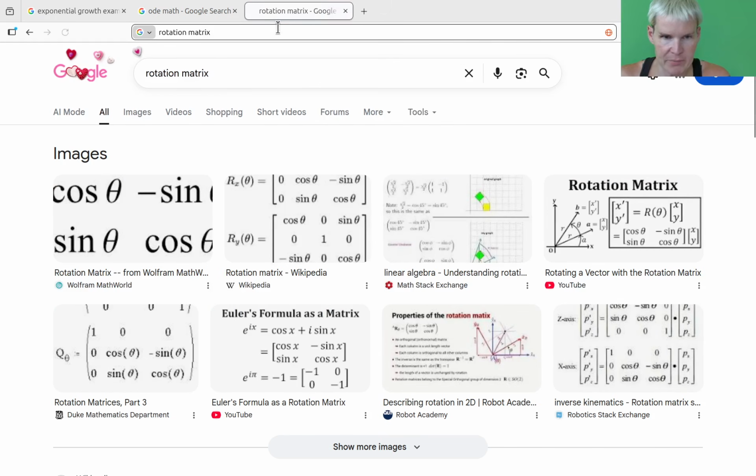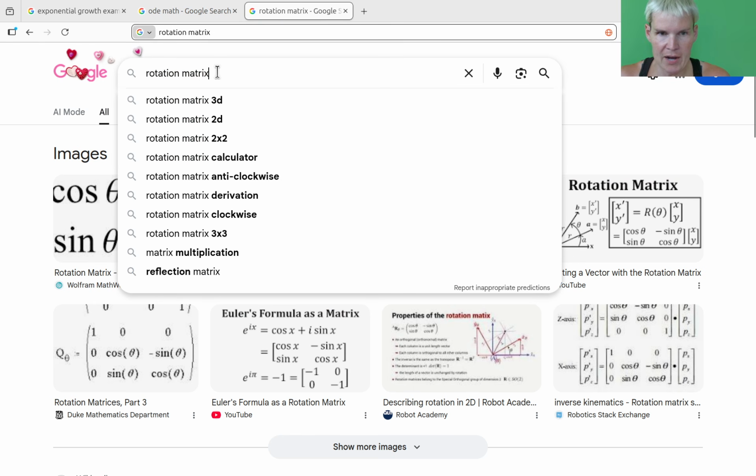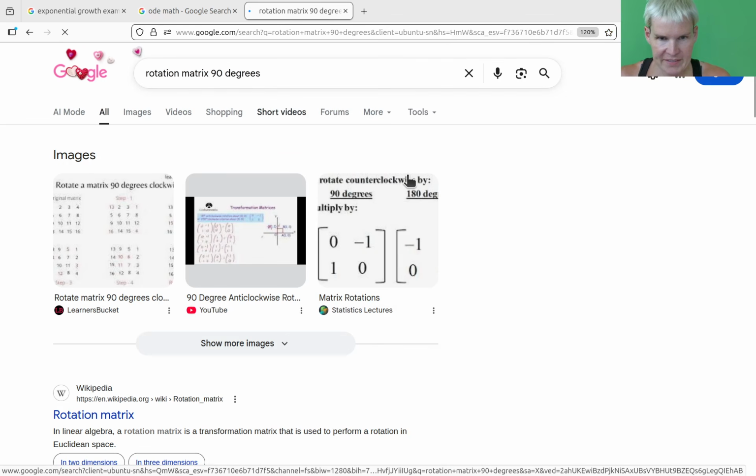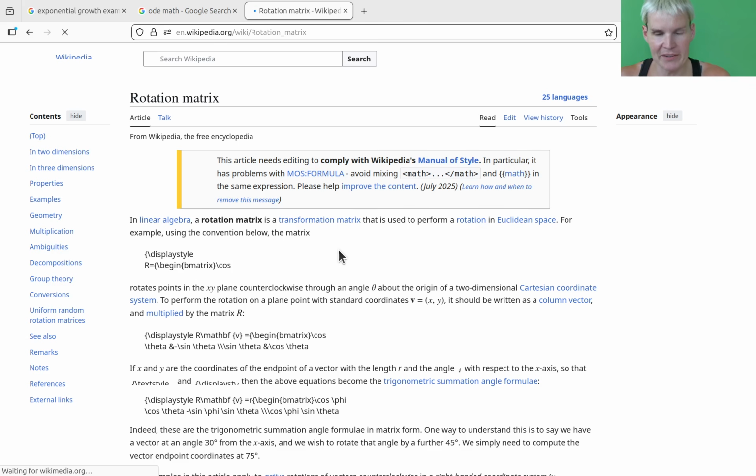Let's see what comes up. Rotation matrix. These guys here. Sines and cosines usually. 90 degrees. It's that guy. Yes, 1, minus 1. Beautiful. What has Wikipedia to say about it?